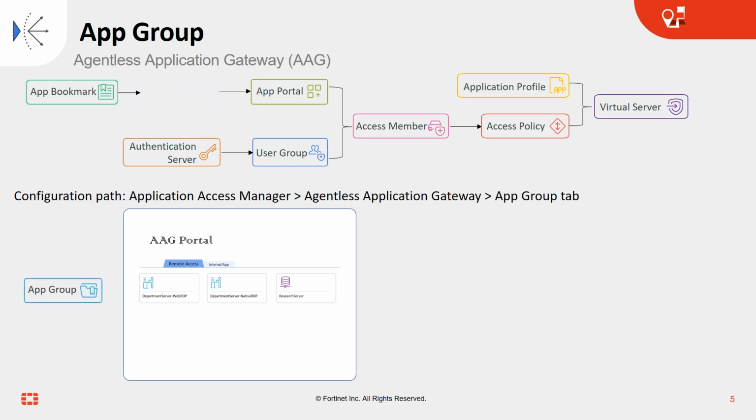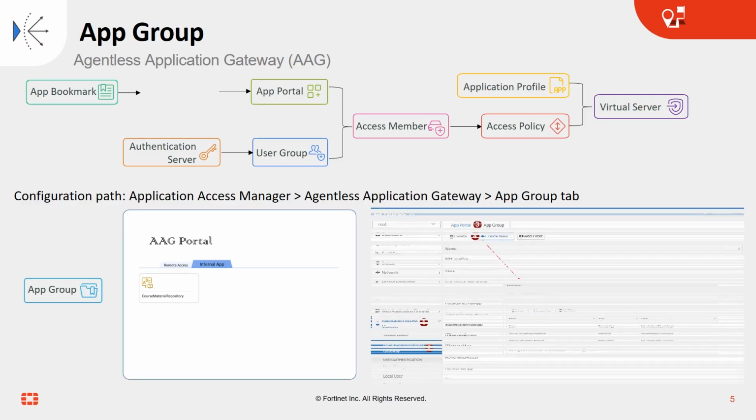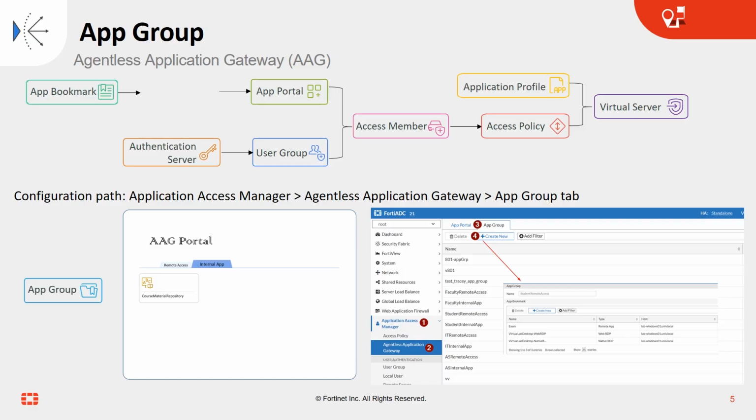An app group is a logical collection of app bookmarks. For example, you might create separate app groups for remote access servers and internal applications. App groups are configured in the App Group tab under the Agentless Application Gateway page. You can add multiple bookmarks in an app group.